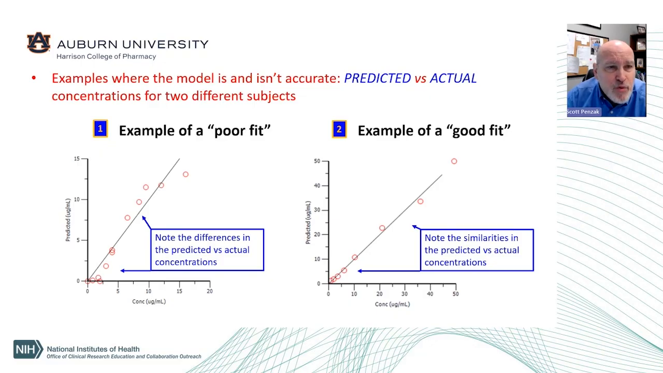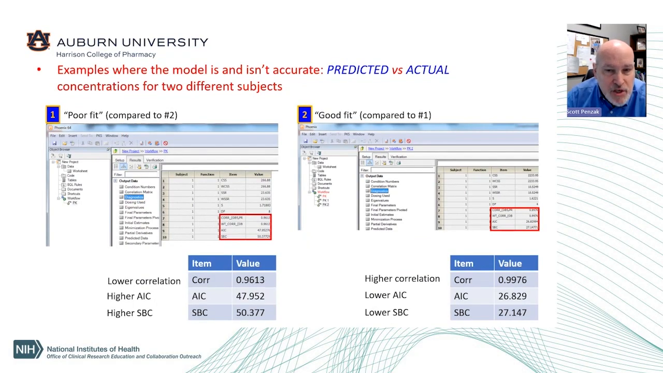So, examples where the model is and isn't accurate. Predicted versus actual concentrations. This, for example, is your predicted versus your observed, and this would be an example of a poor fit. All these concentrations, you can see they're off the line. You notice the differences in the predicted versus the actual concentrations. And then here you see the similarities in the predicted versus the actual concentration. So this would be, again, an example of a better fit. But again, just looking at these residuals is just one way that we assess the goodness of fit and compare the models.